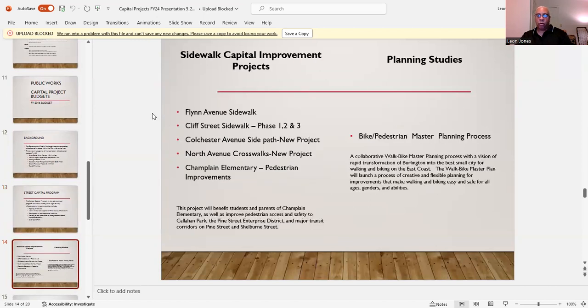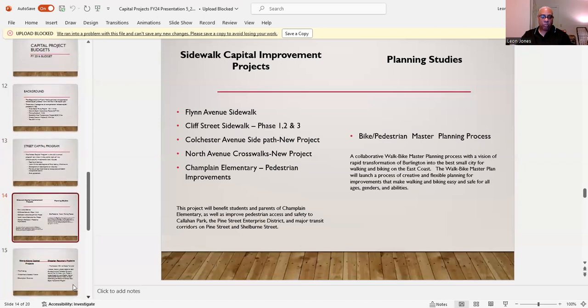Again, you have sidewalk capital improvement projects, planning studies. And you have to look at, okay, the projects. All right, this project will benefit students and parents of Chaplin Elementary as well as improve pedestrian access and safety to Callahan Park. You have to explain why you need these projects. Now, a lot of times you're going to go in front of a commission or board, city council. This is what you do in a city. And you may even have some individuals who are not city employees, but they could be like your national conservation district, because you have to look at environmental studies, and outside consulting firms. It's a lot that goes into these projects and which projects are important.